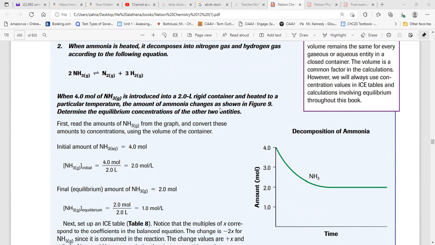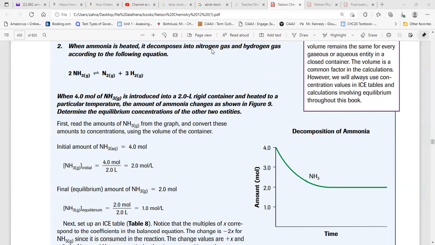And the amount of the ammonia changes as shown. So these are the changes happening in this figure. Determine the equilibrium concentration of the other 2 entities. As you see, it starts at 4 mole, and at some time it becomes constant. The constant, it will be 2, right? 2 mole.